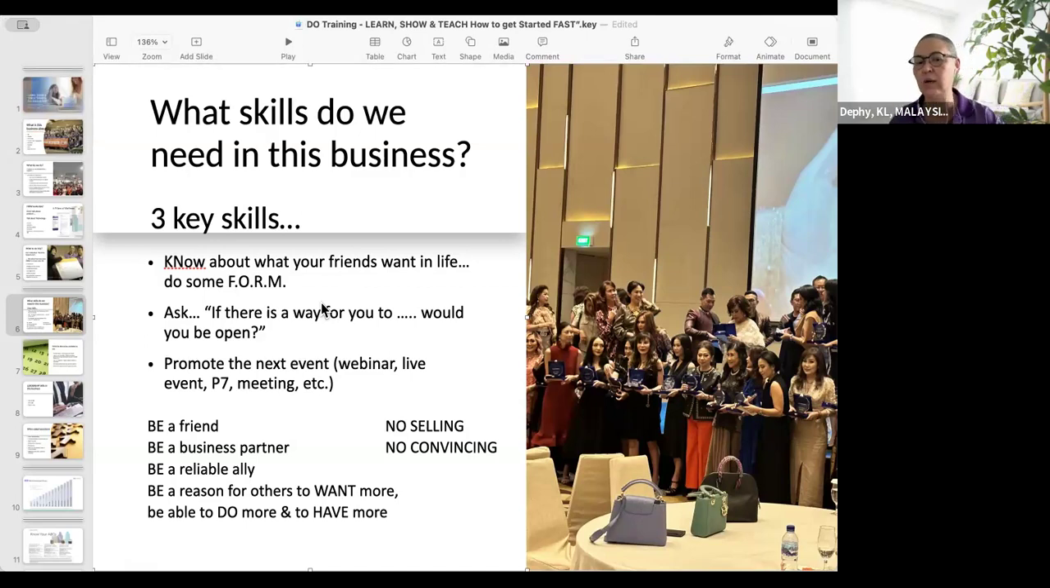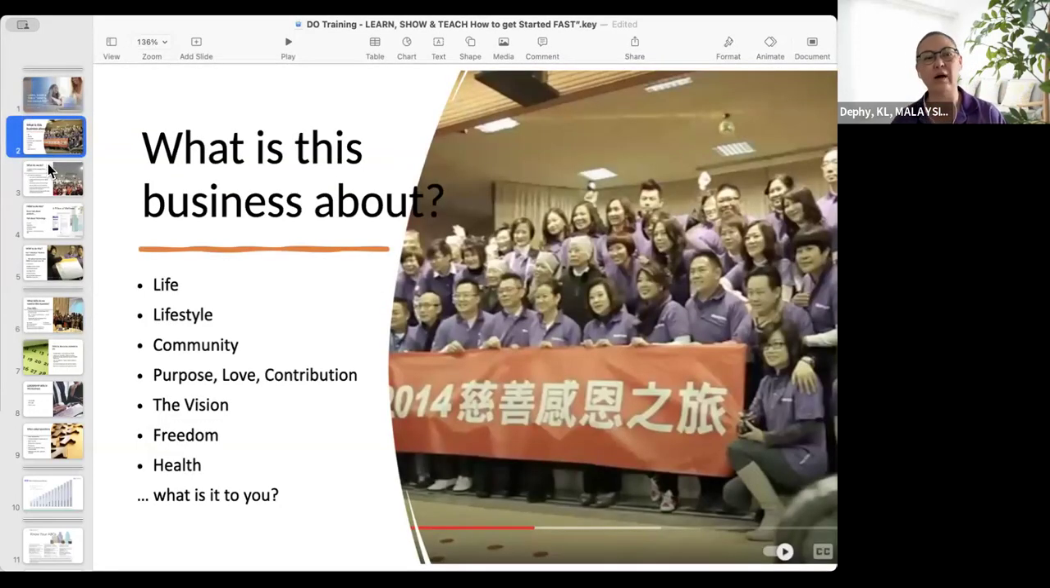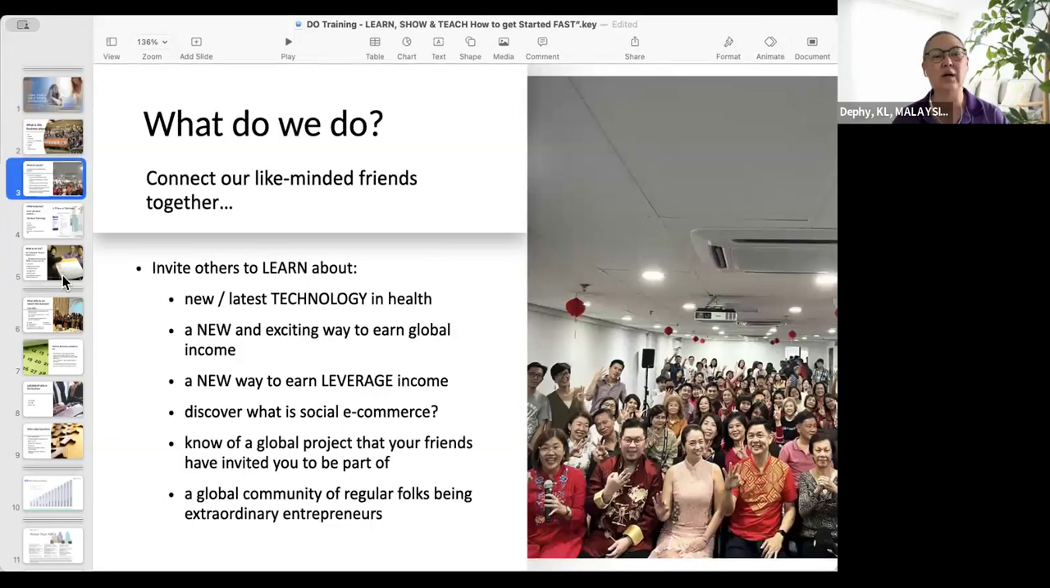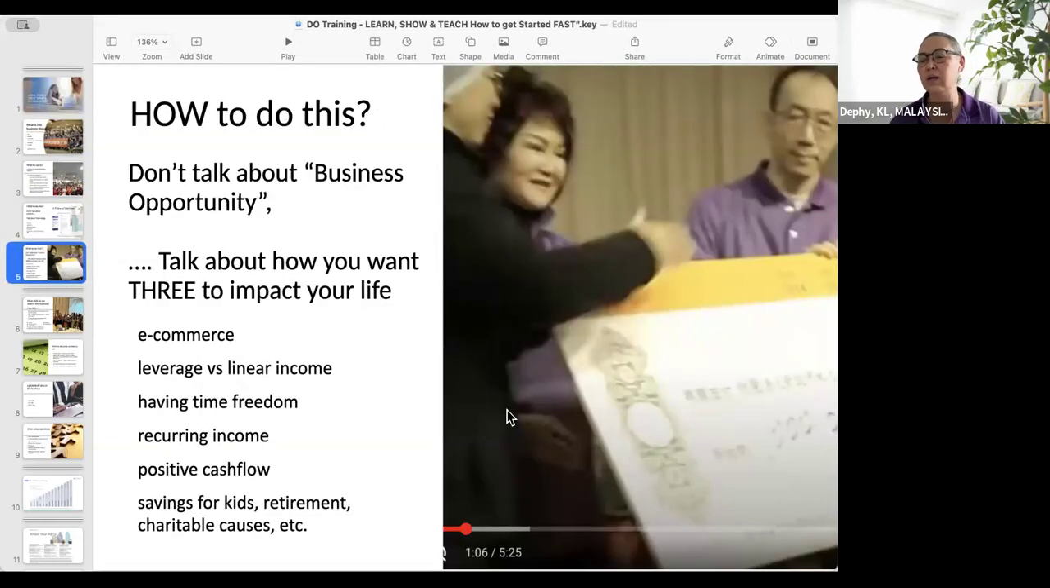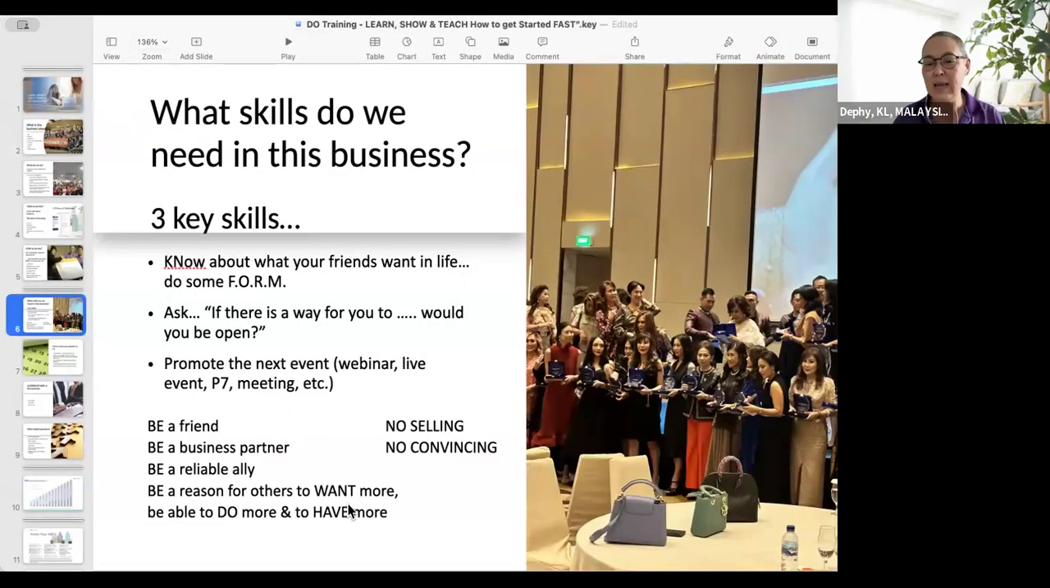If you can achieve the top ones, the bottom one is really important. Be a reason for others around you to want more, do more, or have more. When you look at some of the pictures, maybe it might strike somewhere in you that you could be that person on stage. You could be that person in the travel. You could be that person contributing and giving away checks. Be the reason that some of your friends believe that they can want more, do more, and have more.